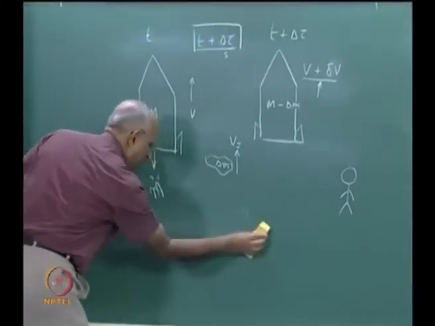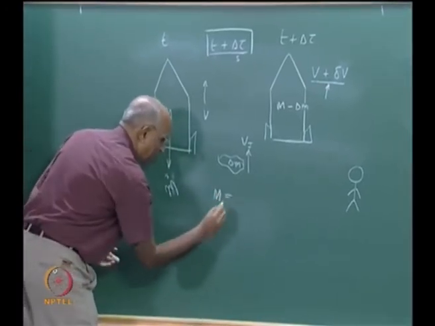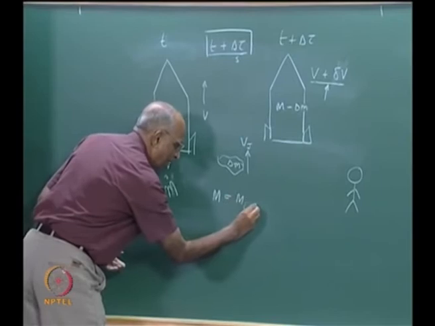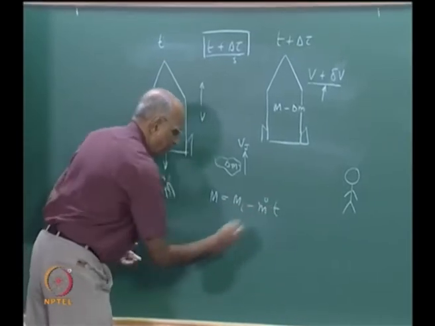I think this is important, you know. Let me put that on this equation. I do not want to rub this out. Let me again put this here. I think this is important, m is equal to m_i minus m dot into time t.